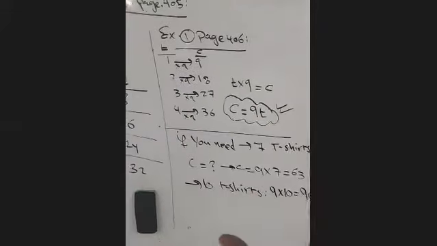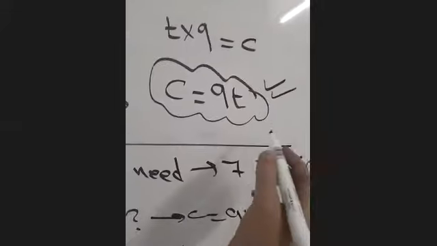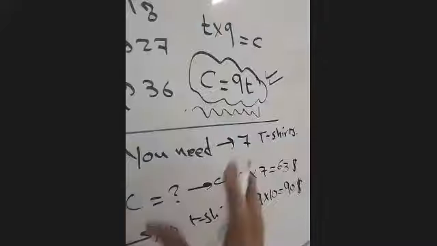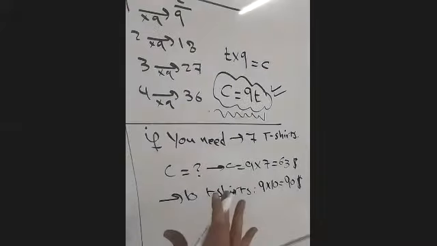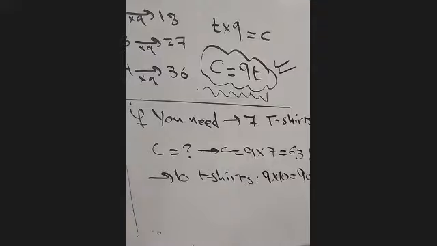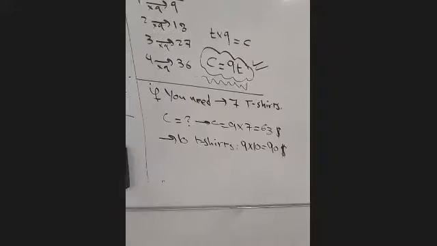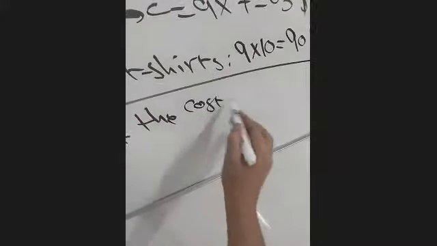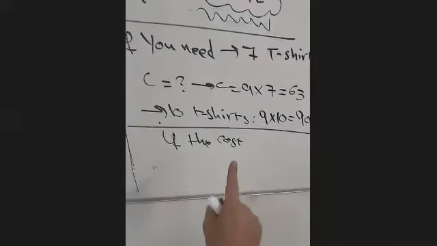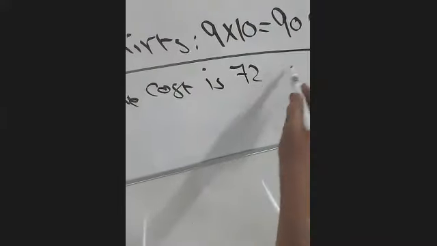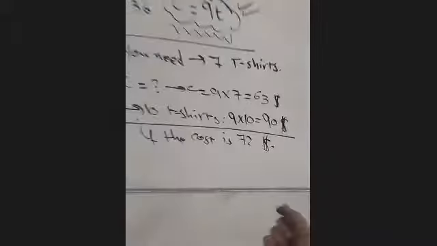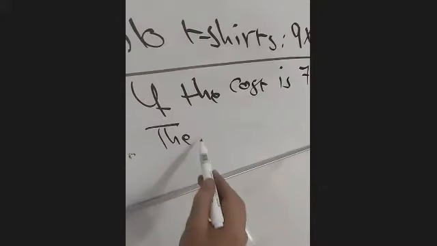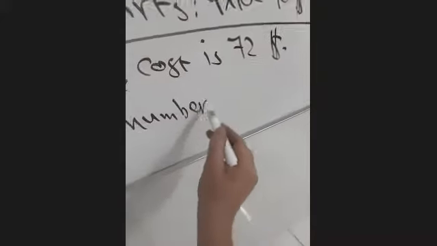How we figure out the formulas from the tables. And after we find the formula, we can use it to find any number, to find any value. Okay? But I want to ask an important question now. If the cost of the number of t-shirts is $72, I went to the shop and gave him $72. I want to know the number of the t-shirts. What is the number of t-shirts?